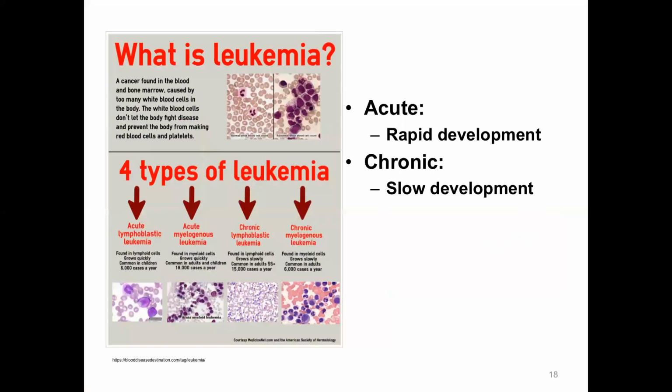Now, this little thing on leukemia, what is it? There's two different types, acute and chronic. So you've probably heard of this. Acute just means it's a really rapid onset. Chronic means it's slow, all right?